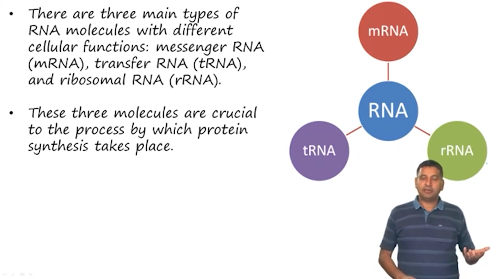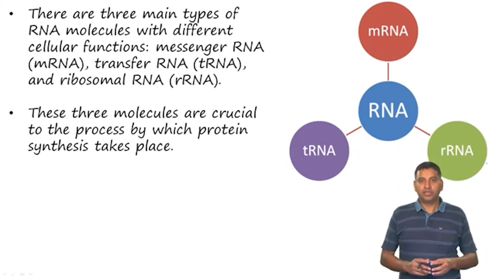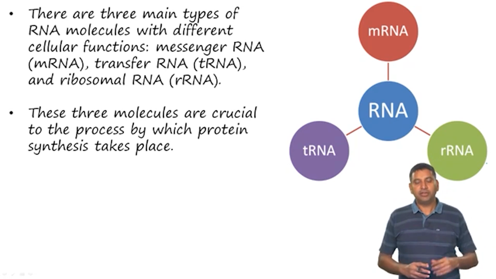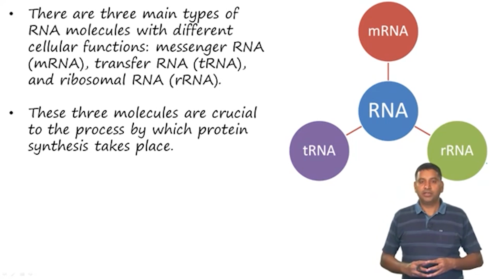There are three main types of RNA molecules. The first one is messenger RNA, which we already referred to earlier, which is the one that takes the code from DNA. The second type is called transfer RNA, and the third one is called ribosomal RNA. These three molecules are crucial for the process of protein synthesis.